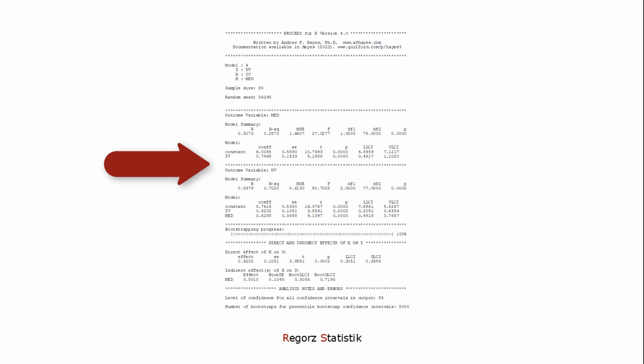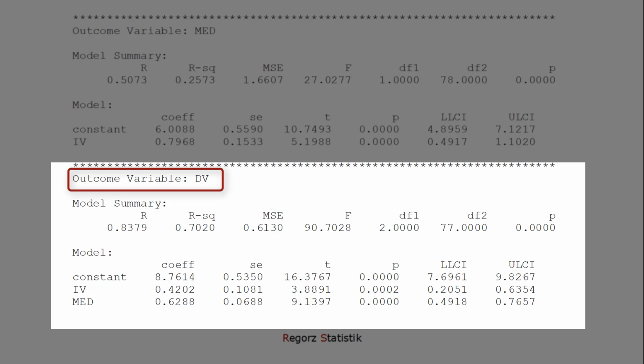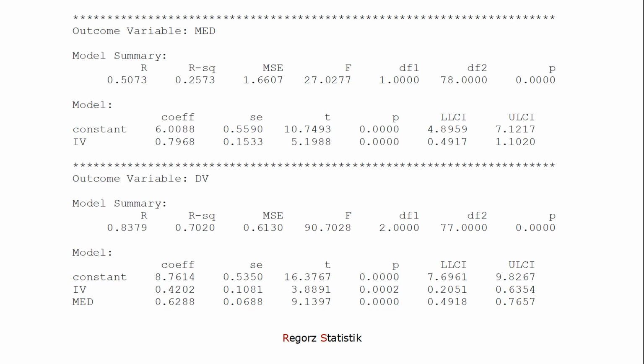And at the beginning of the output, we have a model for the A path of the mediation. Here the A path is significant. Below that, a model for the B path of the mediation. Here the B path is significant too. Additional information is in the video description.